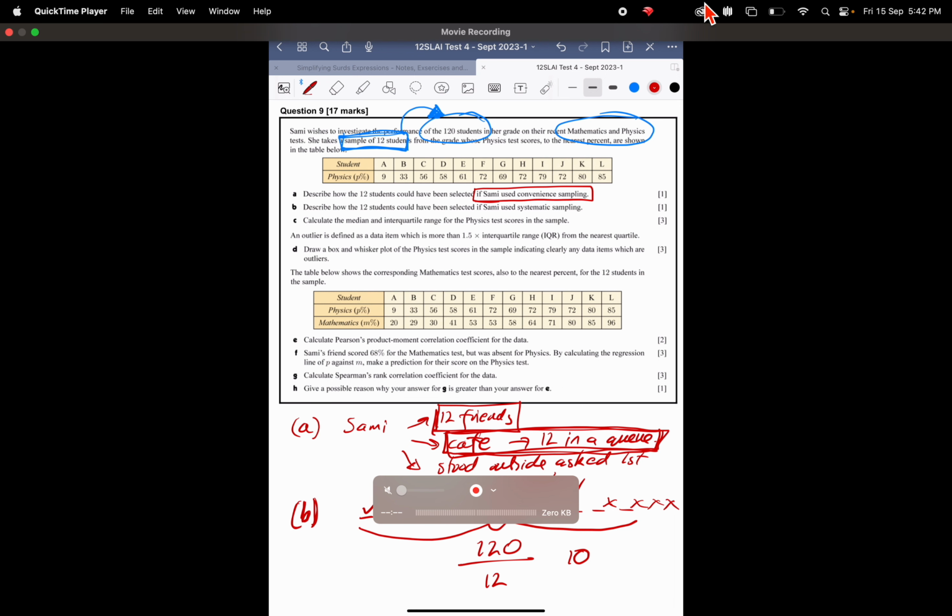Now notice it doesn't mean you just have to have a system. A system might be going to ask 12 people in the plaza or something like that. A systematic sample is something like this. You could even randomly select one of the first 10 by spinning a spinner and then do every 10th person from there. That might be even better, but it's okay just to put every 10th person on a list. So that's a systematic sample.